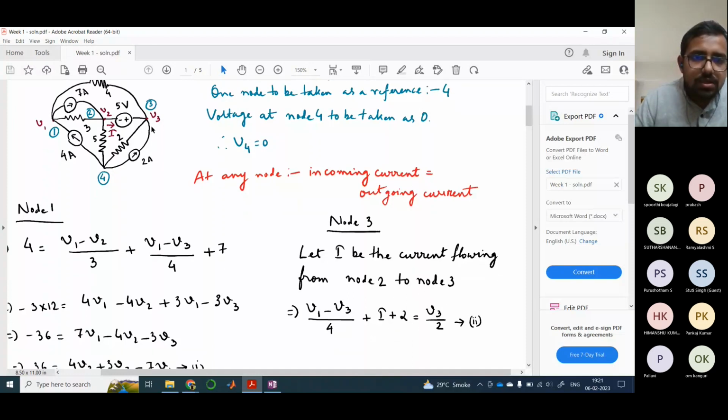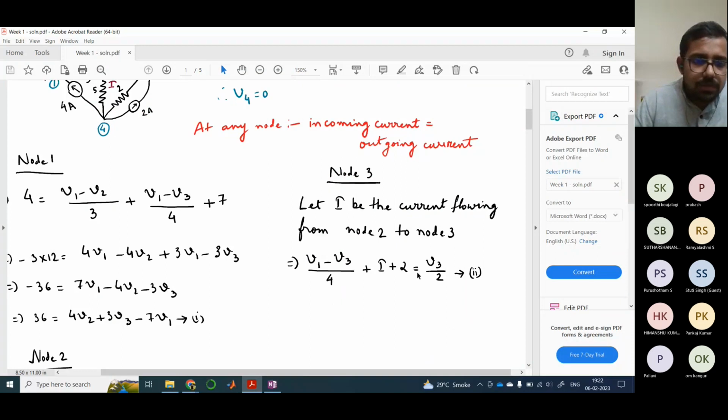And the other thing is this resistance 2, which is connected between 3 and 4. We are assuming that all of these currents flowing from 1 to 3, 2 to 3, and 4 to 3 would be flowing from 3 to 4 through this resistance 2. So this is my outgoing current, and it is equal to V3 by 2. So this is my second equation.